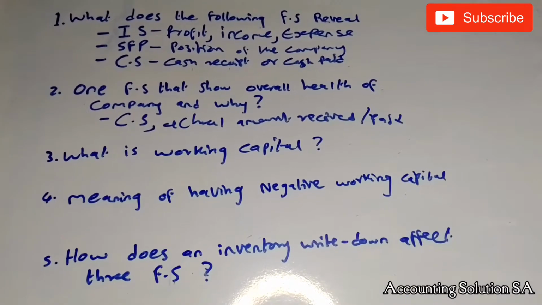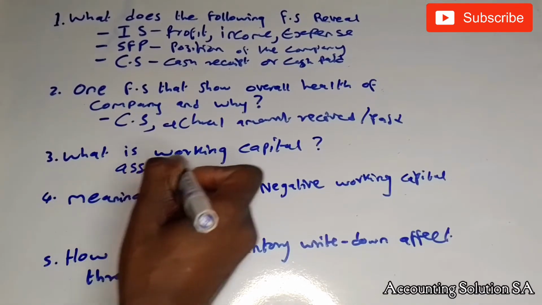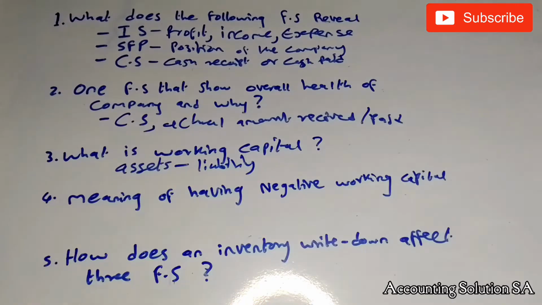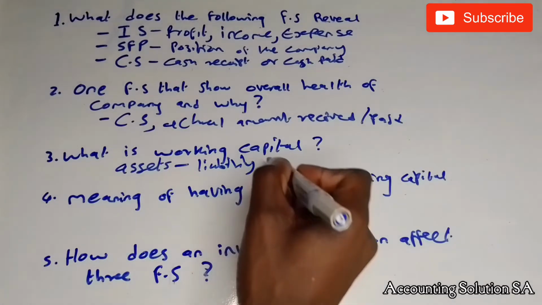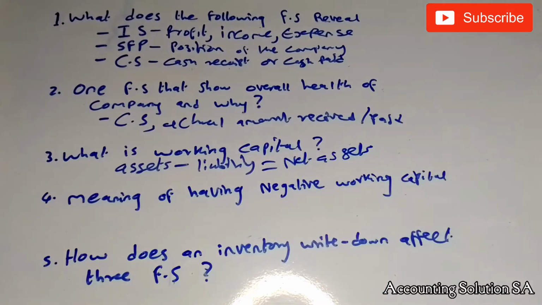Let's go to the next one. What is working capital? So when we say working capital, we're dealing with what? It's assets less liabilities. So when we say working capital, we are looking for net assets. So this is how you should expand this question. You must be able to know what working capital is and what it consists of. It consists of assets less liabilities, which is going to give us the net assets.